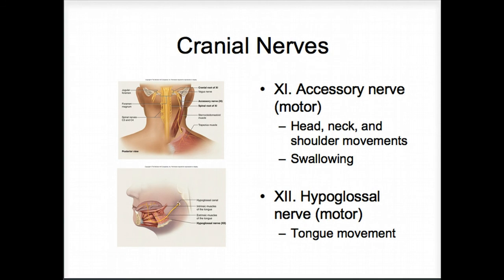12 is the hypoglossal nerve. It has motor function and it involves tongue movement. So our tongue movements that help us speak, move the food around in our mouth, that is controlled by the hypoglossal nerve.